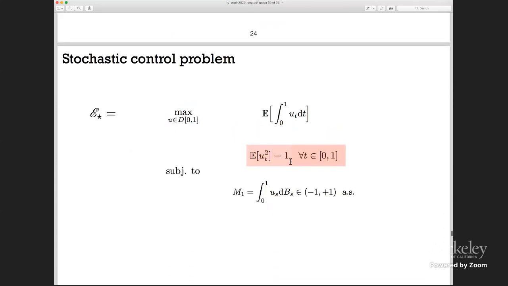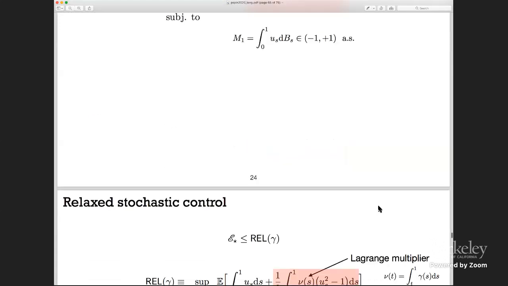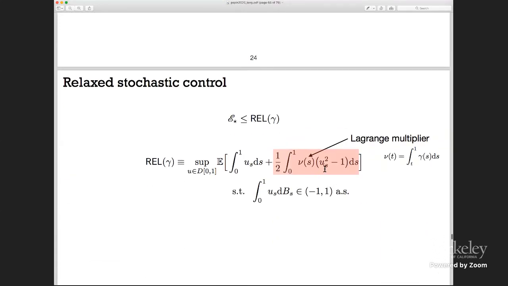Okay, so this is the main problem. You see, this is a linear function in u. This is a non-convex constraint. This is also more or less a convex constraint. This is the problematic constraint, so I'll try to relax it. Okay, so let's try to relax it.